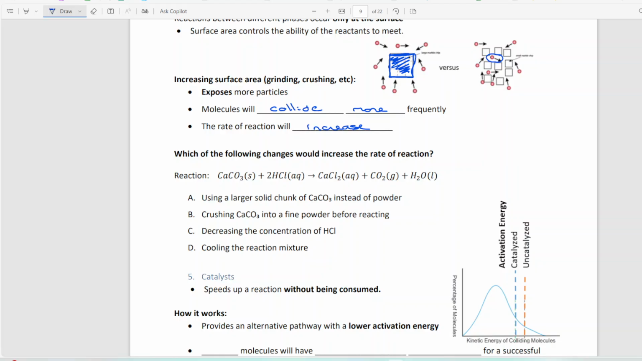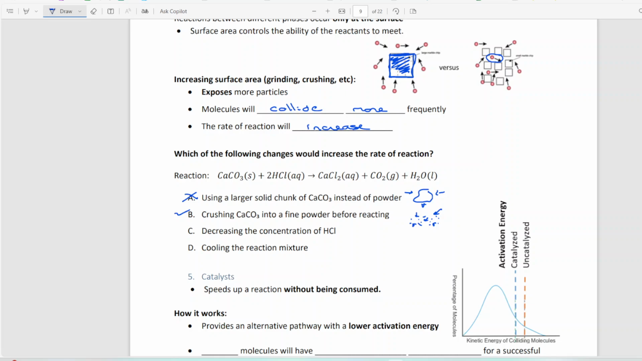So I've got calcium carbonate with hydrochloric acid producing calcium chloride, carbon dioxide, and water. Would adding more mass of calcium carbonate work better, using a larger chunk instead of powder? No, obviously not. Because if you think about the large chunk, then I'm only having reactions happen at the surface. What about crushing the calcium carbonate into a fine powder? Well, if I crush it into a fine powder, all of a sudden those reactions can happen at all these little surfaces. So that one's definitely a possibility.